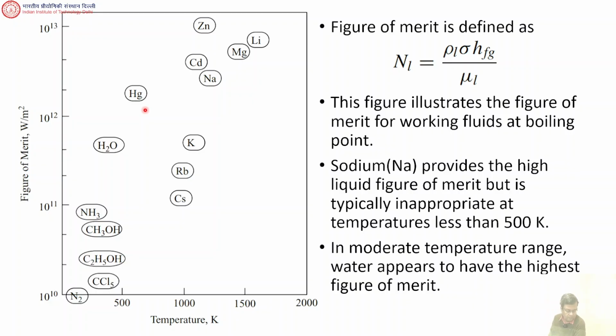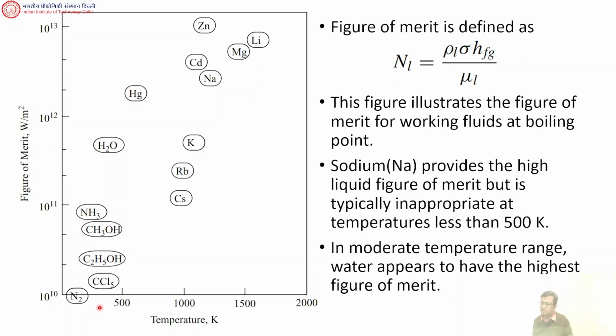Okay, so this sort of thing one has already done. People have prepared this sort of plot, and they have got tables also. So we just use these. Now the important thing is that in the moderate temperature range, water appears to have the highest figure of merit. See, if you go to these sort of temperatures, then water is quite good. It's better than all these.